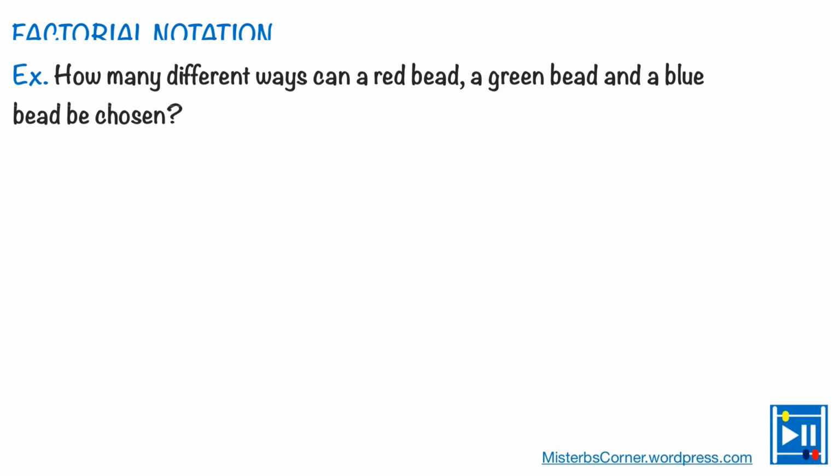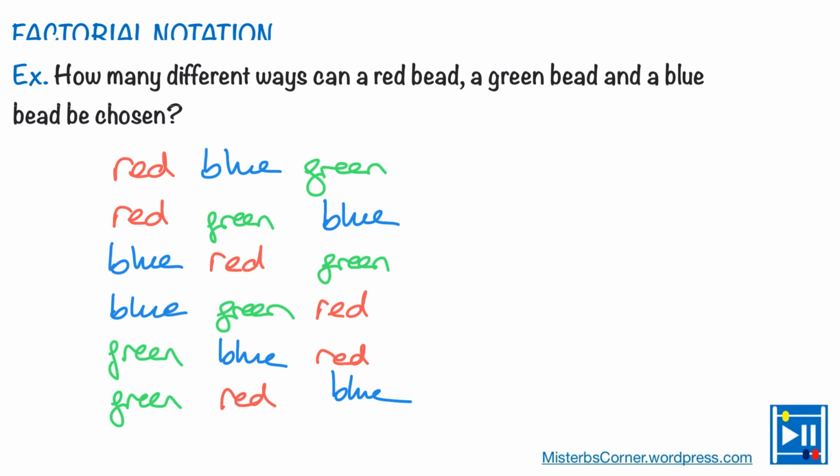So I go like red, right? And then I go blue. And then I go green. Now, this is one order, right? I'll then go like other possible orders of red, green, and blue, and you can see that it's a total of 6 different ways to order a red bead, green bead, and a blue bead.